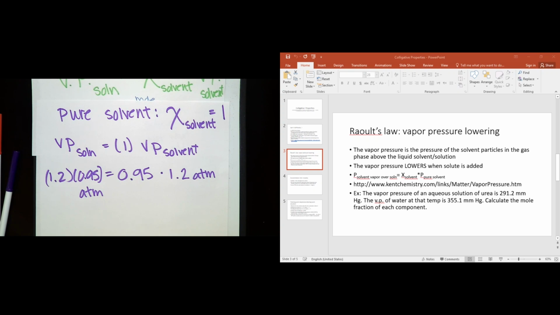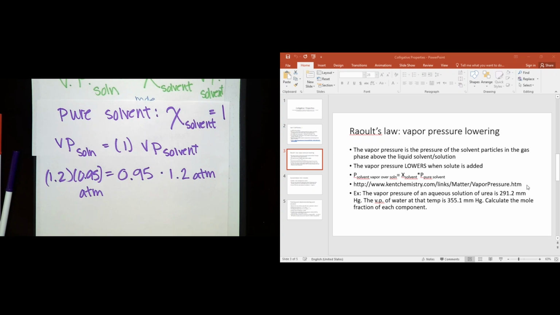Okay. I have a link on here that you can copy and paste into your browser and kind of click through. It has a nice animated image. So I encourage you to pause the video and look at that. And then we're going to work through an example.